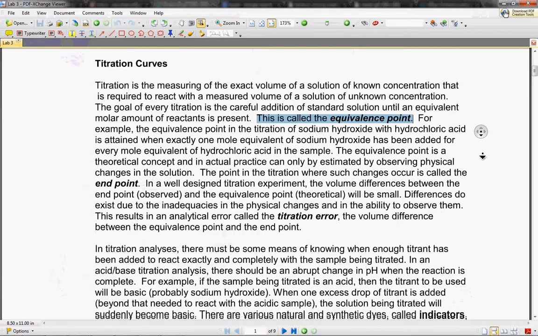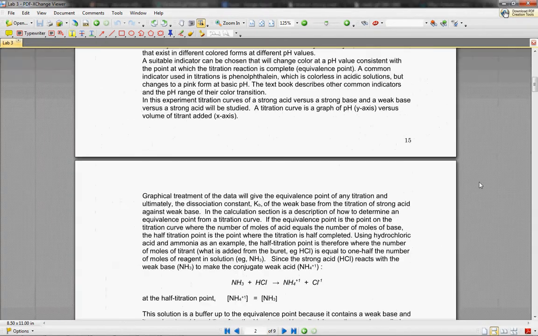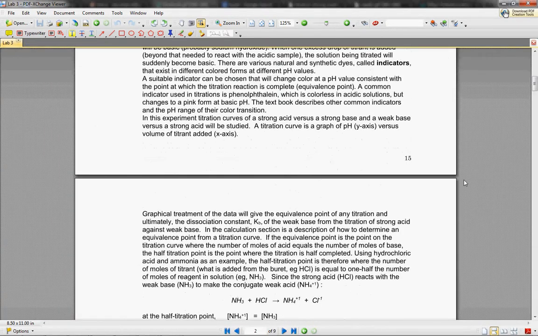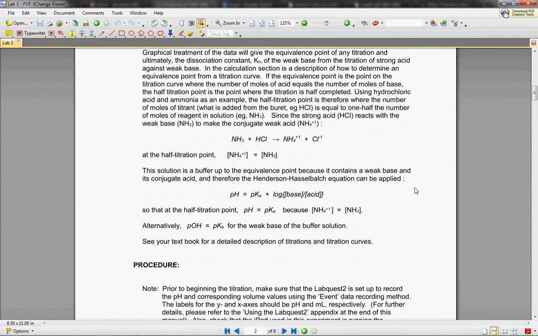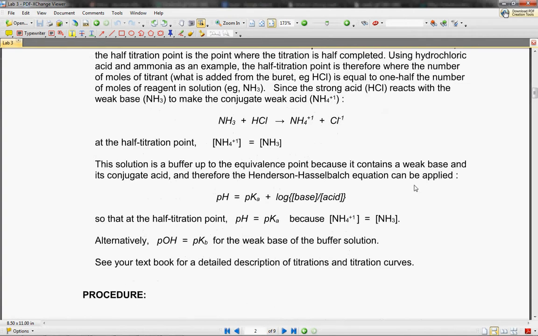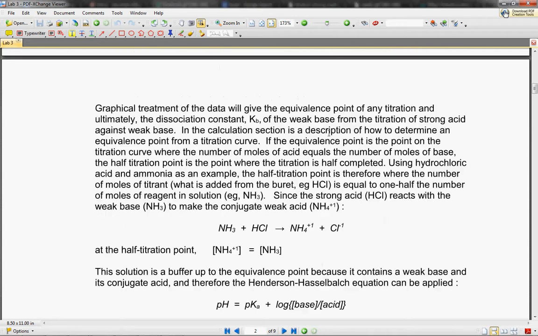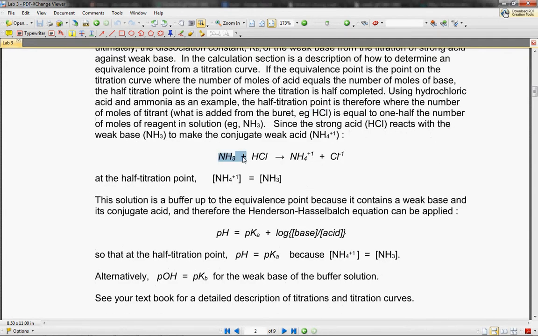But let's talk about exactly what a titration is in slightly more detail. A titration is essentially trying to figure out how much acid or base is required to bring the solution to a happy medium, to where it's not too acidic and not too basic. So, like I said, we're going to be using hydrochloric acid and sodium hydroxide. We're also going to be using a weak base, ammonia.